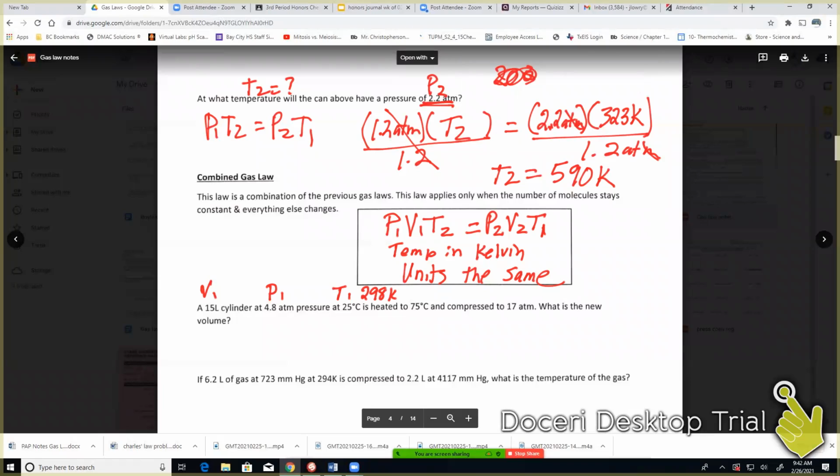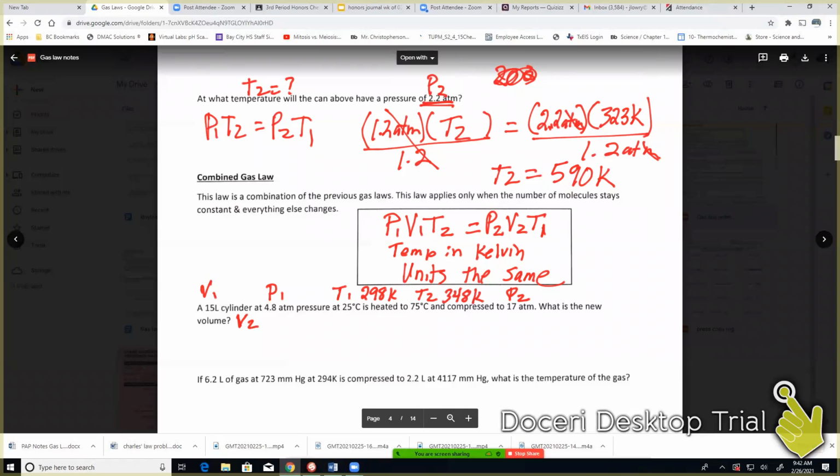And then it's compressed to 75 degrees Celsius. So that's going to be my T2. And 17 atmospheres, so that's my P2. So what is the new volume? I'm trying to find V2. So let me go ahead and get my temperature change. 75 plus 273 is 348 K.